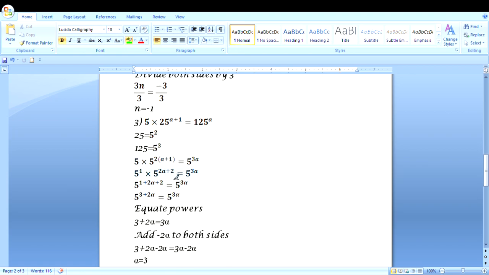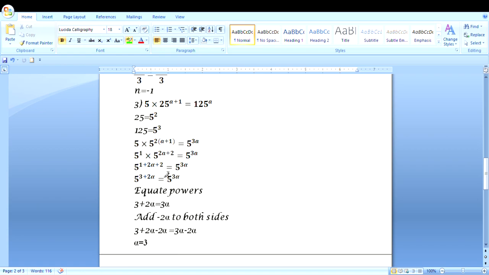Now we put it in the equation. The 5 here can be written as 5 raised to the power 1, times 5 raised to the power 2 open bracket alpha plus 1 close bracket, is equal to 5 raised to the power 3 alpha. So 2 times alpha is 2 alpha, 2 times 1 is 2. So this becomes 5 raised to the power 1 times 5 raised to the power 2 alpha plus 2 is equal to 5 raised to the power 3 alpha.